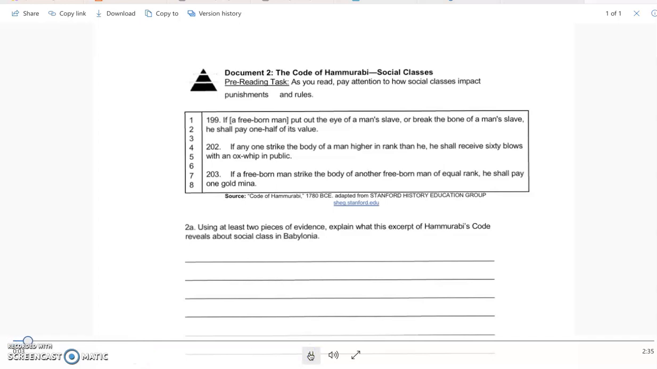Document number 2, the Code of Hammurabi, Social Class. Pre-reading task. As you read, pay attention to how social classes impact punishments and rules.